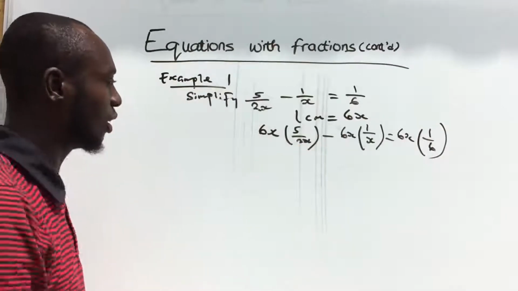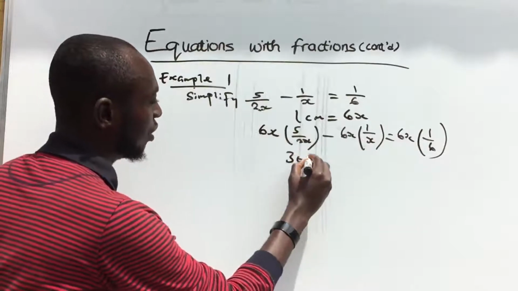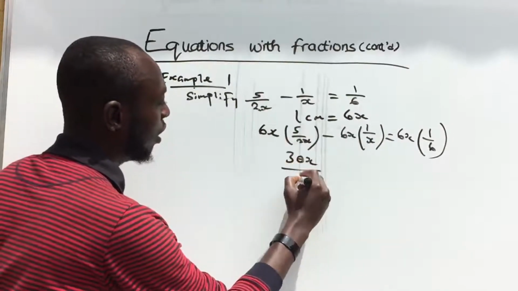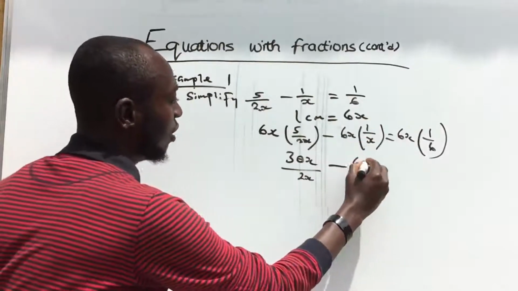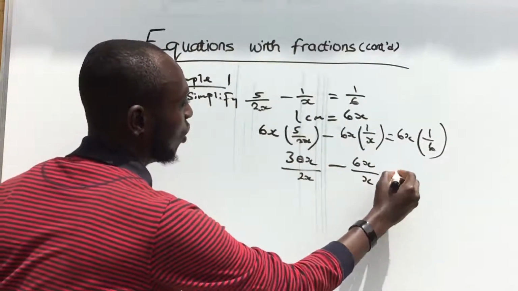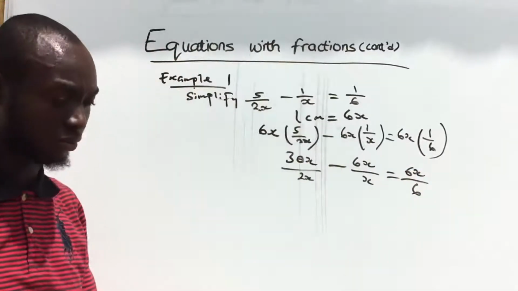Let's do that quickly. 6 times 5 will give us 30s, so 30s over 2s, minus 6 times 1, that will give us 6s over s, equals 6 times 1, that will give us 6s over 6.